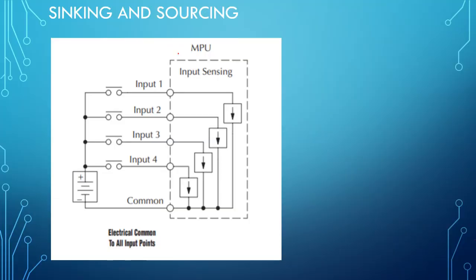Going back to the sinking and sourcing, now you guys know that for input sensing, there's an input card or input module or input points, depending on the PLC. In our case, we don't have an actual input card. It's in the same PLC, right? So it'll be input points inside the PLC. So notice that the current goes from the 24 volts over here.